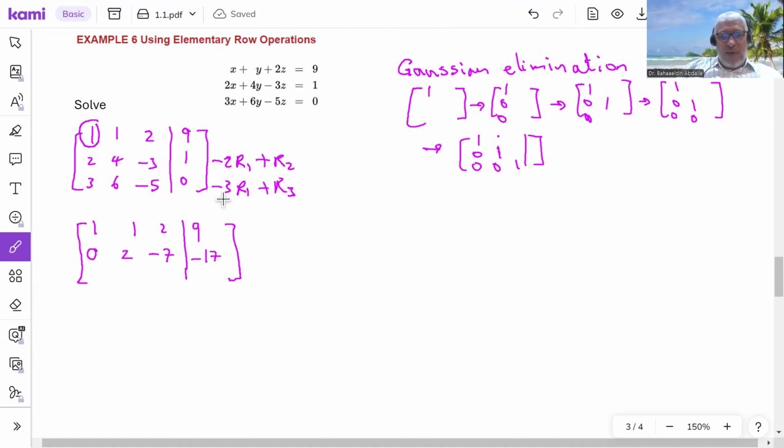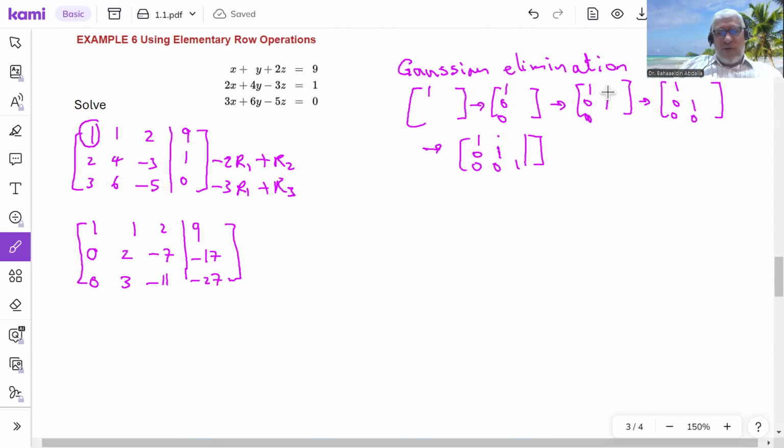Now row 3, I will use this operation. -3 times 1 plus 3, that's 0. -3 times 1 is -3 plus 6, that's 3. -3 times 2 is -6 plus minus 5, that's negative 11. Negative 3 times 9 is negative 27 plus 0. So now I finished the first column. It is 1, 0, 0.